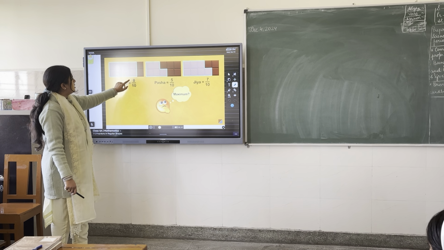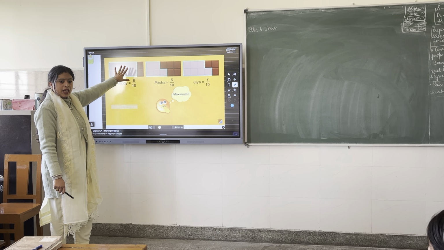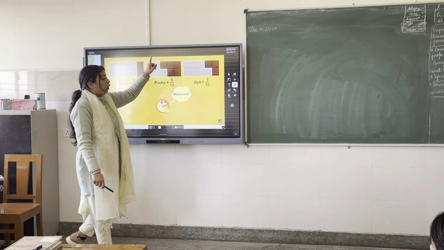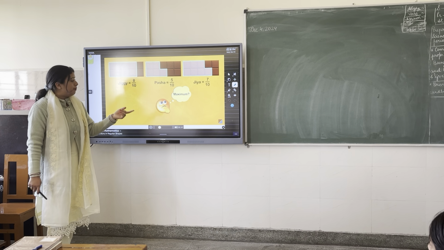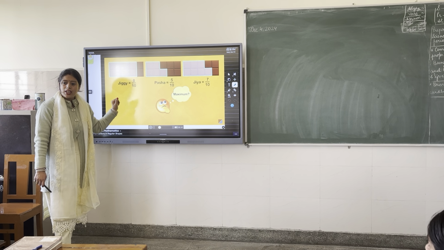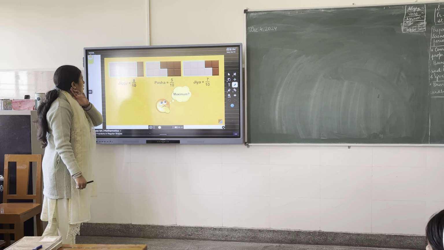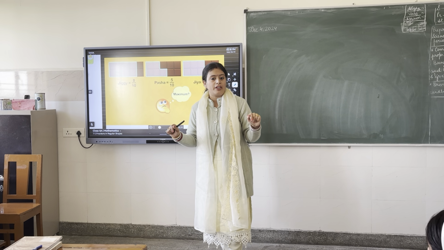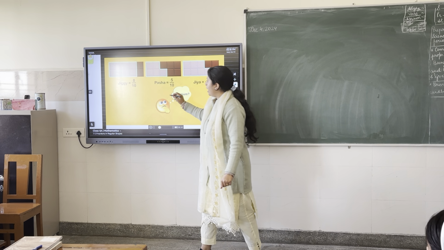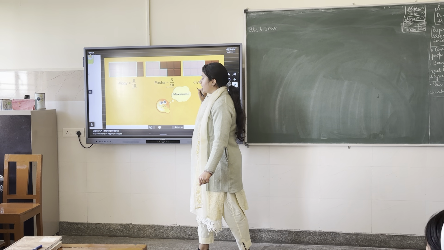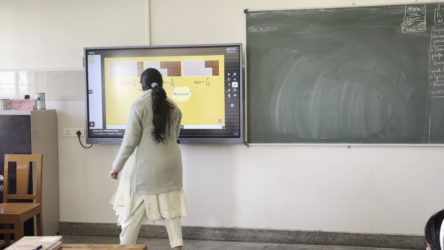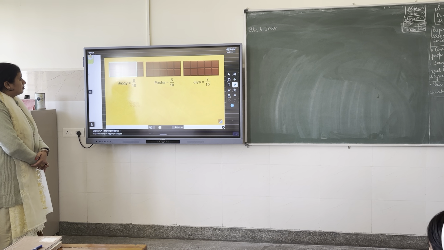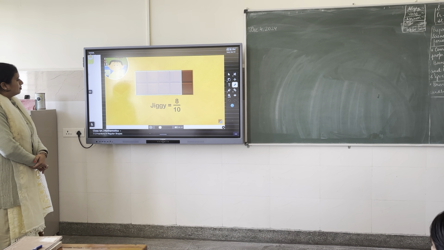But Jiggy gets out of 10 how many parts? 8. And Pasha? 5. And Gia? 7. Who will get maximum? Jiggy, obviously. Okay? So you can say that now what you have done, it is known as comparing. You have compared like fractions which are having same denominators. Correct? We can easily tell that Jiggy ate the maximum parts of the chocolate.